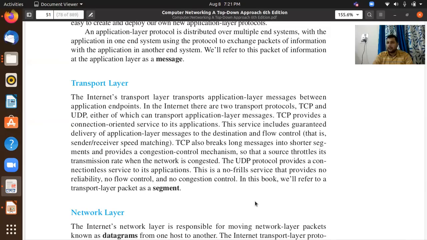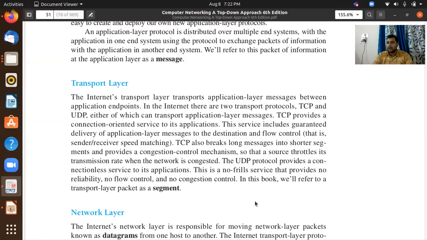So there are two parts on each and every layer. One is called the data part, what we have received from the upper layer, which we also call the payload. And another one is control information, which we call a header, or in some cases we add trailers also.